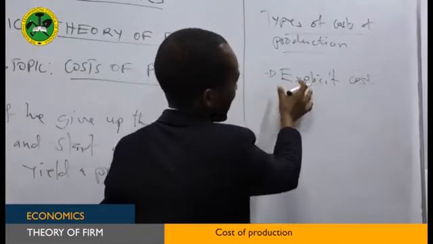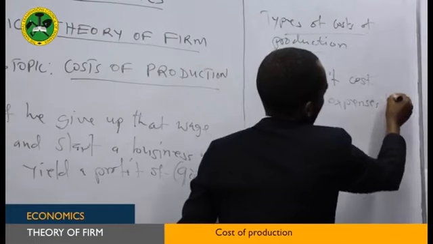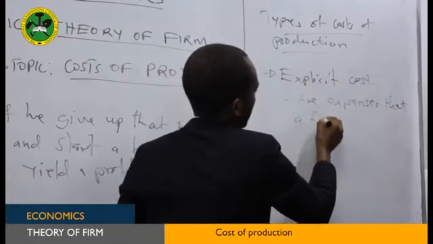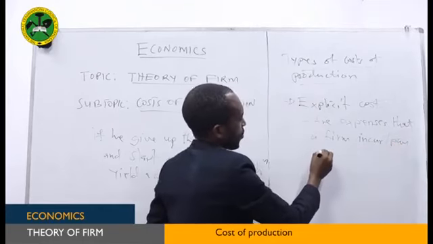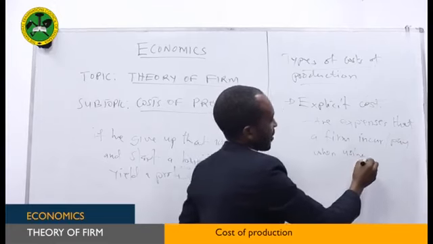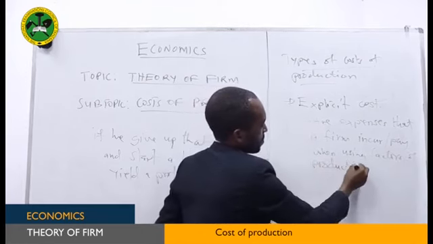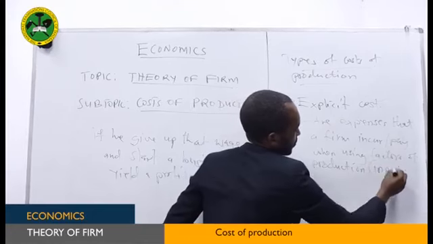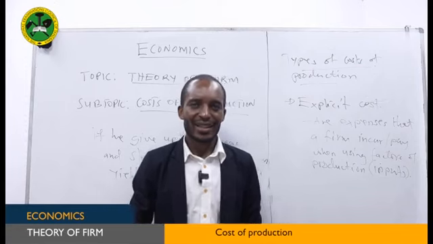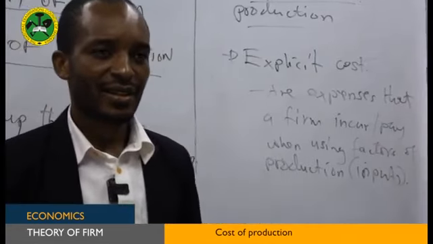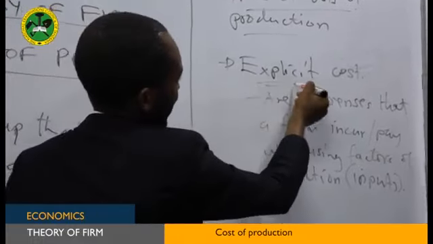So the explicit costs are expenses that a firm incurs or pays when using factors of production, or inputs. So when a firm or a businessman pays bills or wages or water bills and whatever, the actual money that a firm pays we call an explicit cost.